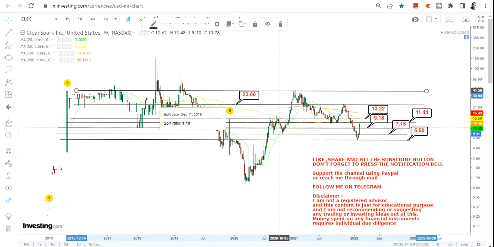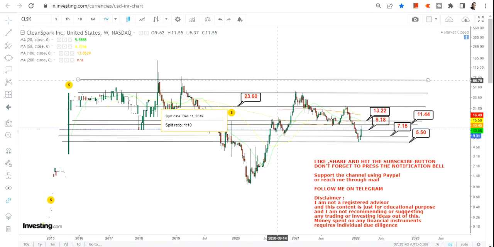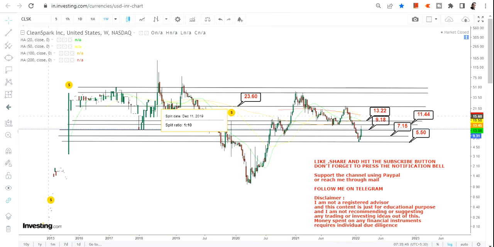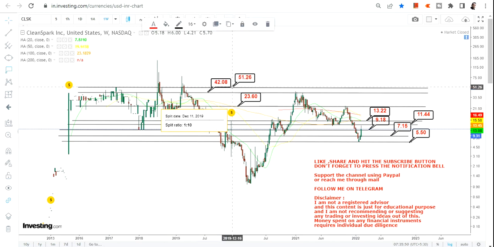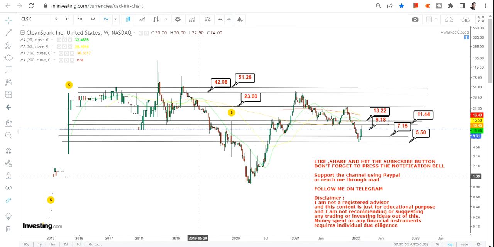And after 23.6, what do we have here? We have the upper end of the range. Beyond 23.60 is $42, and you have $51. So as you can see, there is enough volatility to play with, and going forward, if the trend plays out, then we will have a big range towards $42 or even $50.